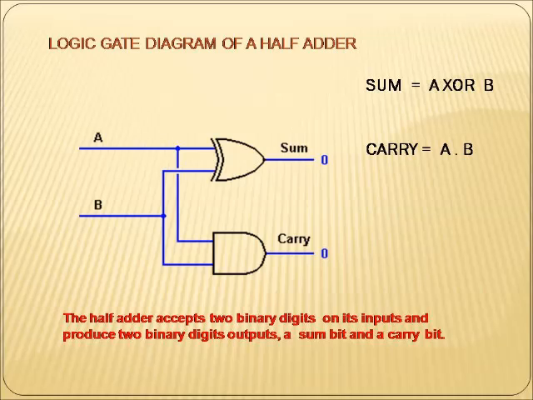So the logic gate diagram of a half adder looks like this. On the screen you can see that A and B are the two input lines. The sum produces A XOR B and the carry produces A dot B.